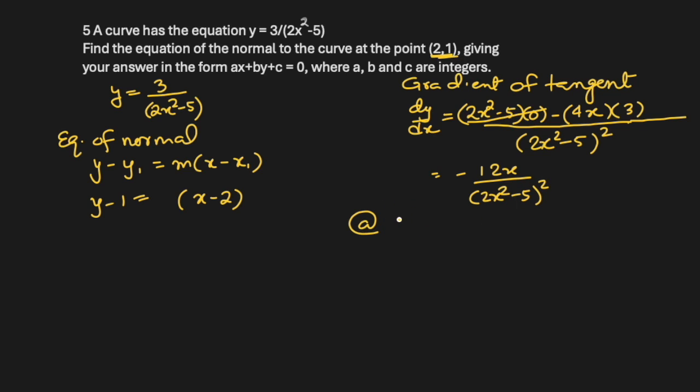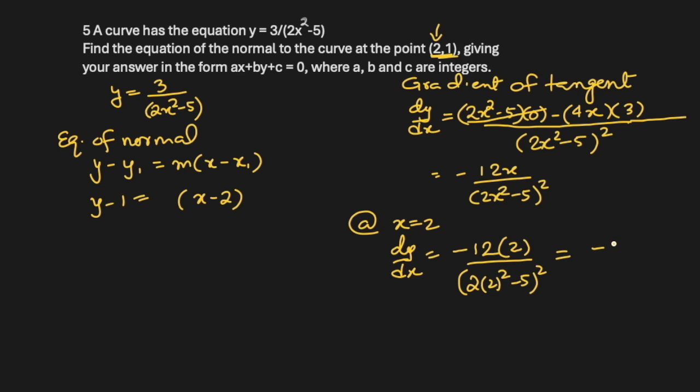So now at x equal to 2, because our differentiation is in terms of x only, so we will look at the x coordinate only of the point where this tangent is. So dy over dx will be equal to minus 12 times 2 over 2 square minus 5 and whole square. So this is minus 24 over 4 times 2, 8, minus 5, 3. So it is 9. 3 square is 9. So we can simplify this, minus 8 over 3.